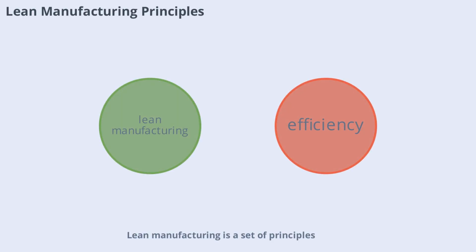Lean manufacturing is a set of principles aimed at reducing waste and improving efficiency. Many traditional factories have adopted lean practices such as just-in-time production and continuous improvement. These methods help factories stay profitable and responsive to customer needs.